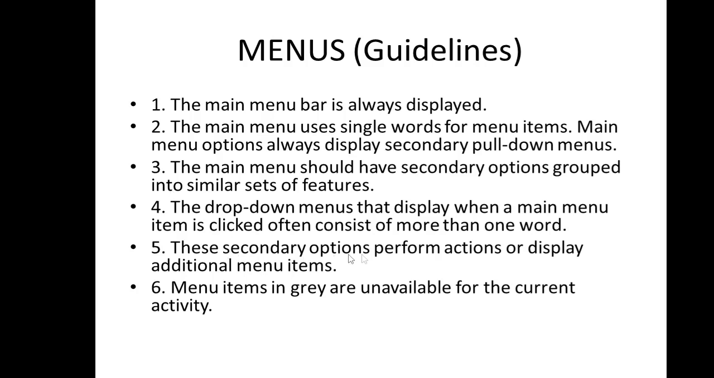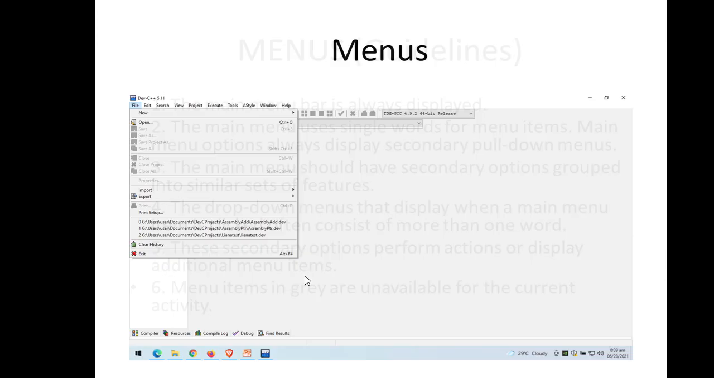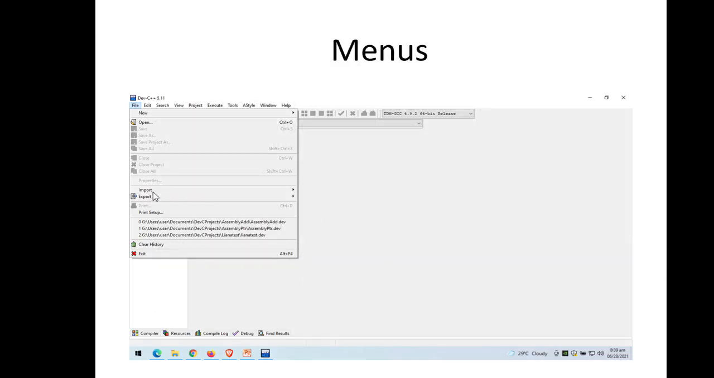Then these secondary options perform actions or display additional menu items. So if we look at this, if we click on this, that's why we have an arrow here. That means if you click on this, it will display another set of menus. Or if you click on open, then this most probably will open a dialog box. So it will be performing an action, or it will be opening another menu, just like in this case in new. So these are indicators that it will open another menu.